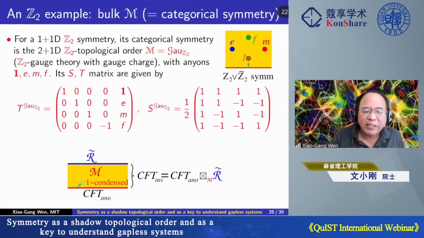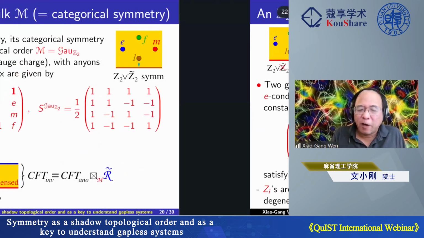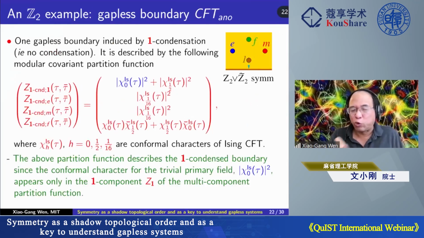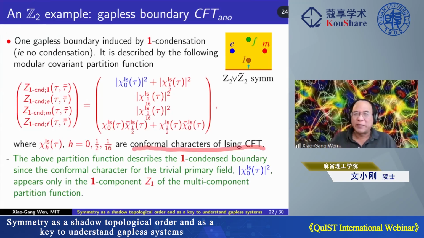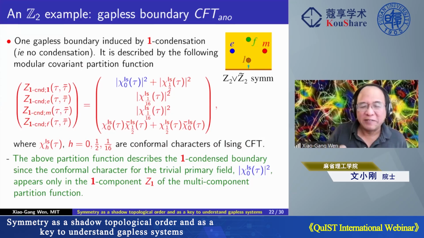Another way to say that is this particular symmetry corresponds to a particular representation of the modular group. However, the conformal characters usually form a different representation of the modular group. But we can combine two representations to make up the particular representation we want. And that's how we obtain these results.